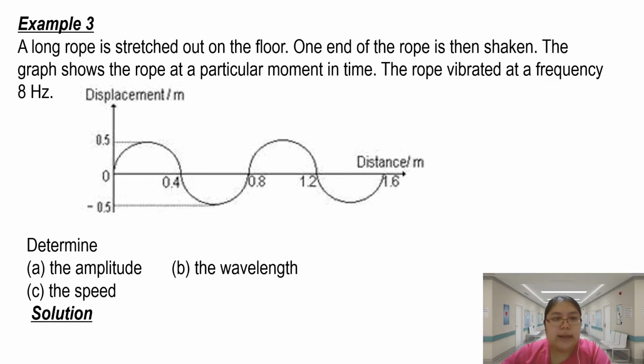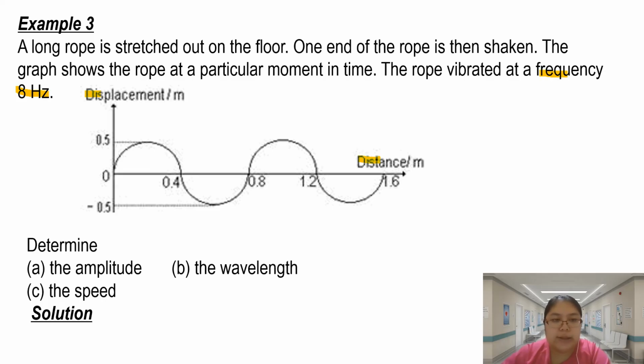Okay, let's see example 3. In example 3, they show the diagram. One end of the rope is shaken. Now the graph shows the movement of one particle over time. The rope vibrates at a frequency of 8 Hertz. They told you the frequency. Now we go to check. Displacement versus distance means we can find the wavelength. We cannot find the period from it, but you still can find the period when they give the frequency.